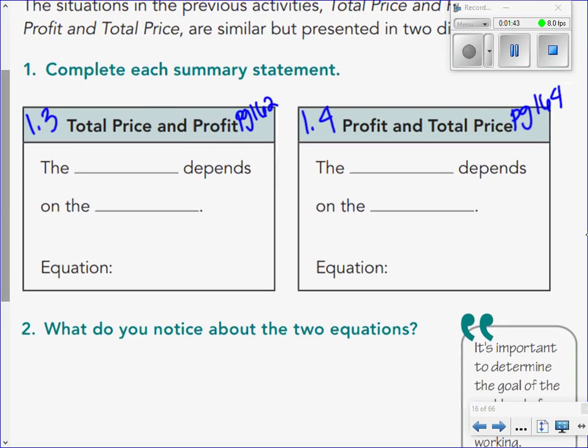All right, this section right here, you either need to come show me when you're done, or I will be around in a little bit to come check it. Teacher check.